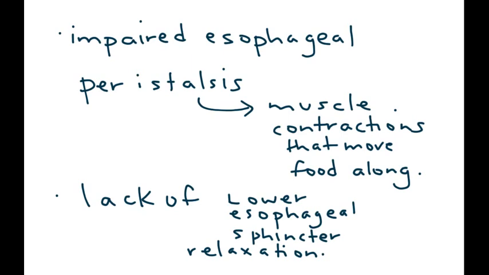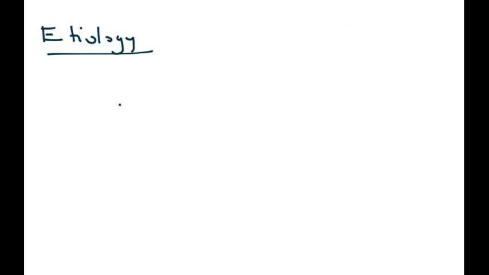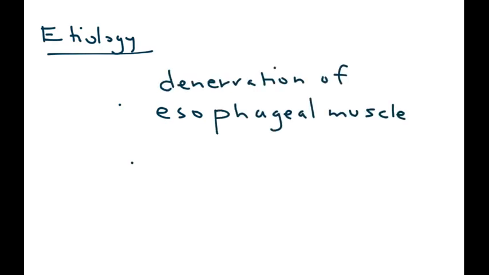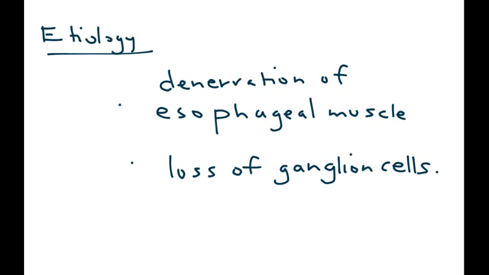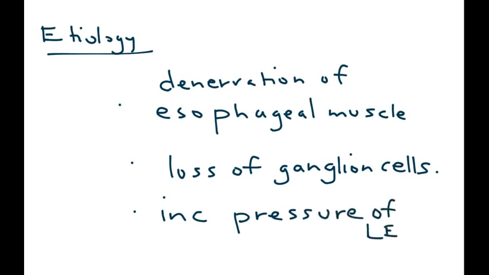So why does this happen? Basically, the esophageal muscle has lost its nerve innervation. And this occurs because there is a loss of ganglion cells. And this lack of innervation is what's causing this problem with impaired peristalsis. In addition, because that lower esophageal sphincter cannot relax, you will have increased pressure. And this, of course, will cause, as the diagram showed, obstruction and dilation of that esophagus.